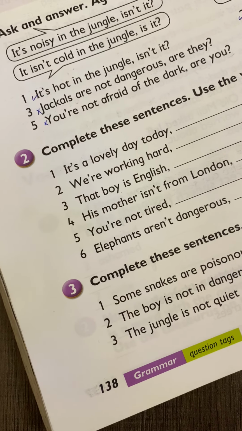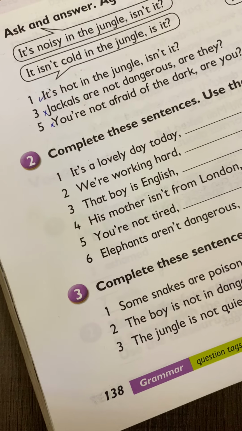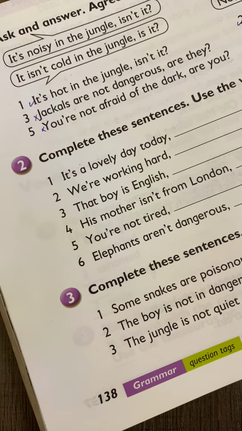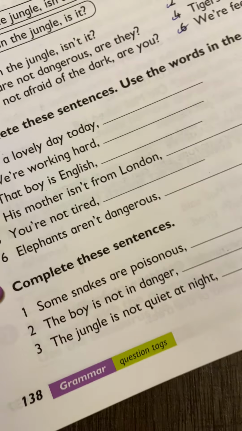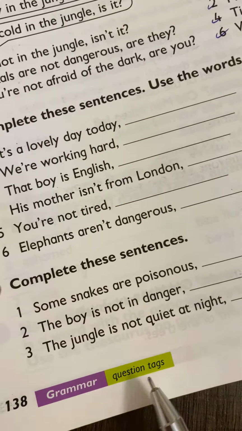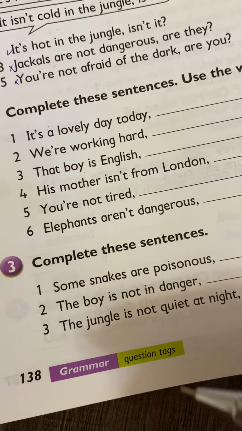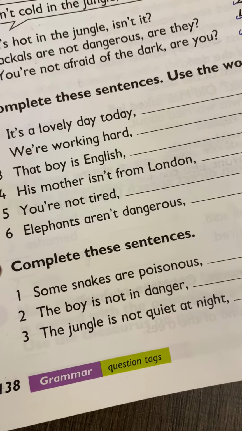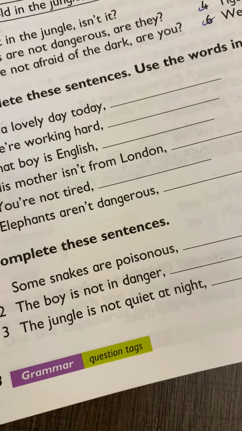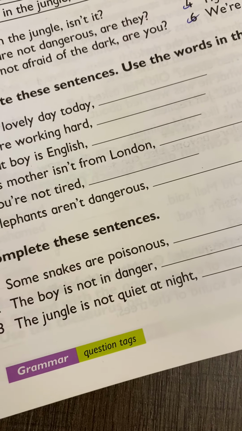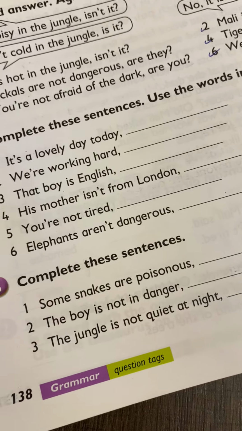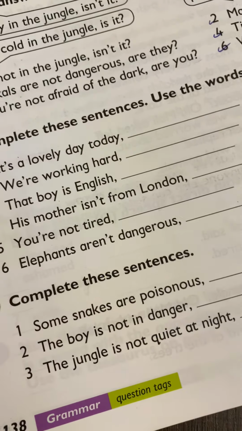Open your language book, page 138. The title of our lesson today is question tags. What is the meaning of a question tag, when do we use the question tag, and what is the form of a question tag? Today, inshallah, I will explain all of these questions.